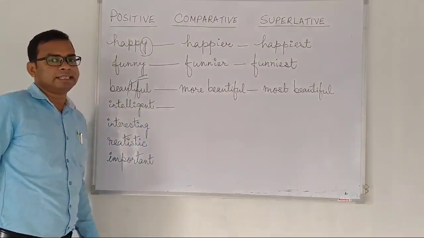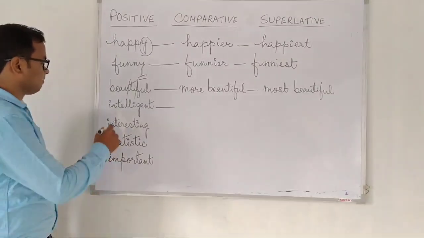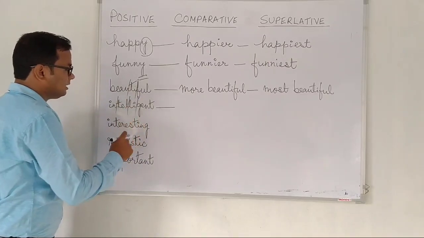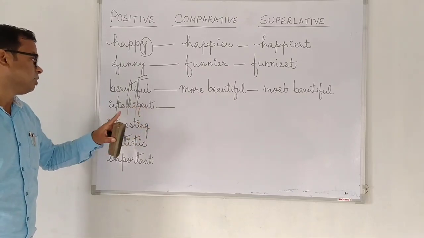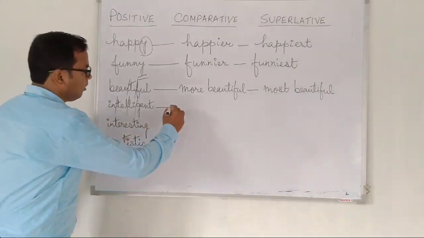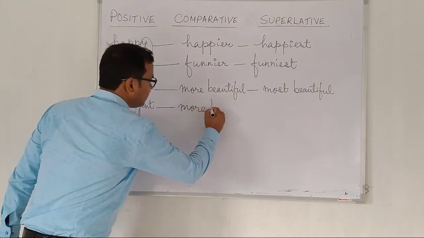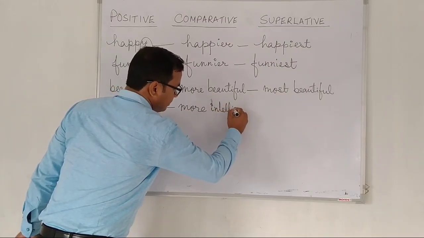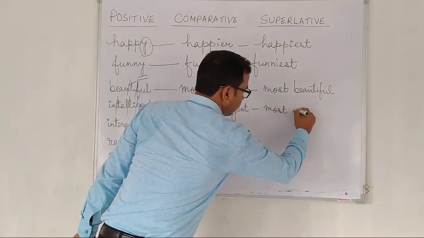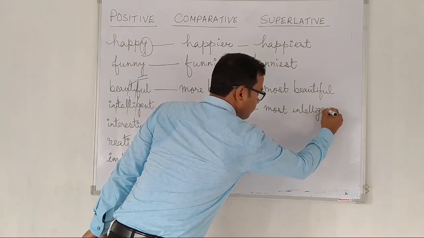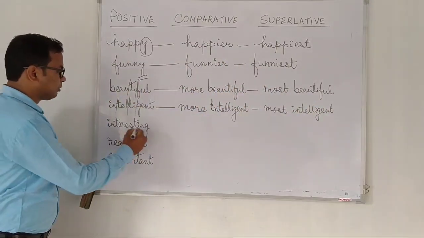Next word is intelligent. This is also a long syllabic word. If we count the syllables, we find intelligent. There are 4 syllables here. So this is a long syllabic word. In case of long syllabic words, we use more and most. It is more intelligent, and most intelligent. Got it?